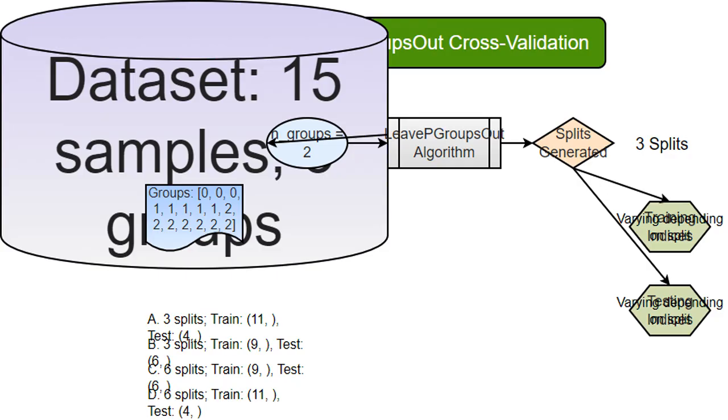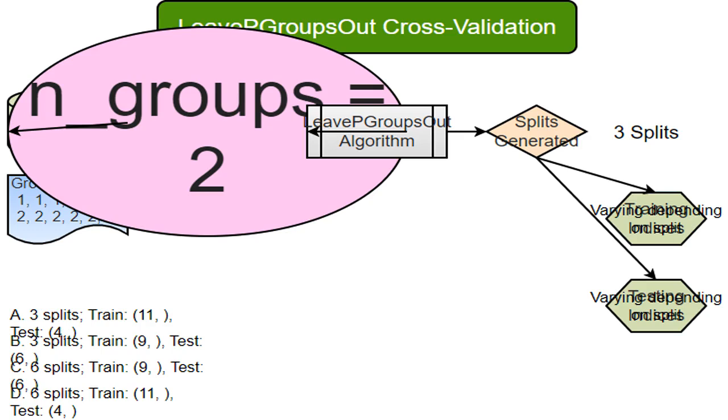We're working with a dataset containing 15 samples. These samples are further categorized into 3 distinct groups. The LeavePGroupsOut algorithm is the heart of this problem. I'll use it to divide my dataset into training and testing sets while making sure samples from the same group always stay together. That is, either all samples in a group are part of the training set or all are part of the testing set.